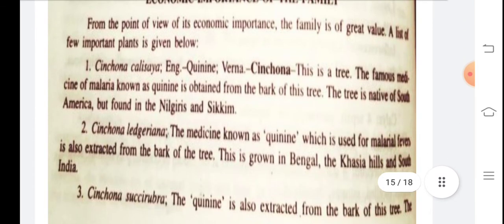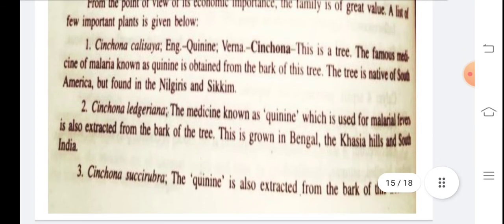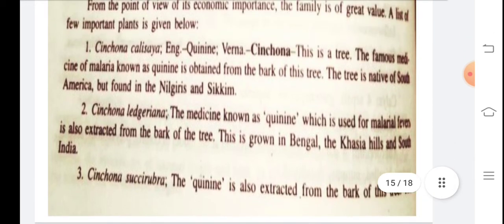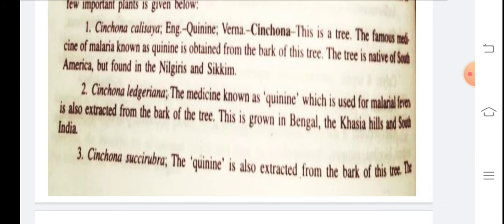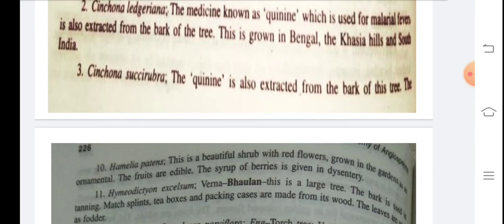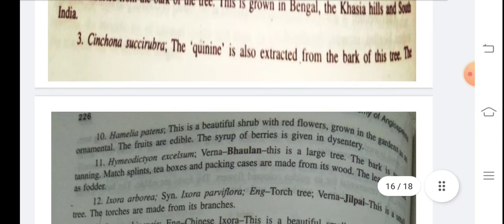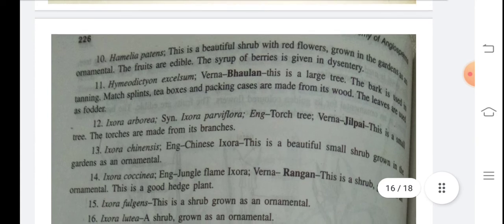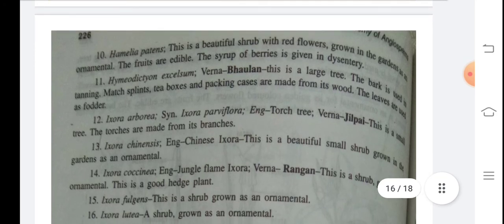In economic importance, we have already seen photographs. Cinchona calisaya is there. Its bark is used to obtain the quinine drug and is good for malarial fever. Then Cinchona ledgeriana is also a species obtained in Bengal or other parts of UP. Then Cinchona succirubra, from whose bark quinine is obtained. Then Hamelia patens is another good example. It is in our college campus garden, right?